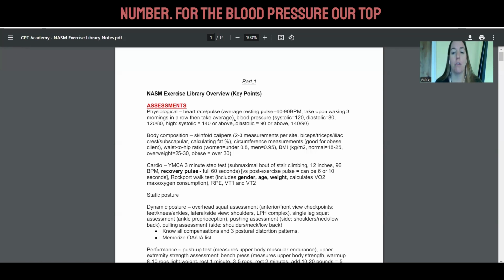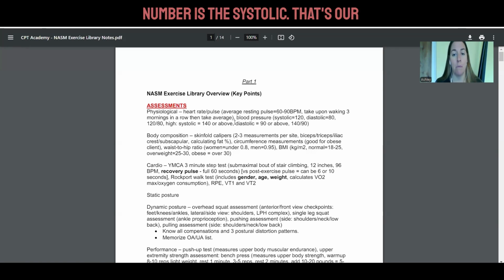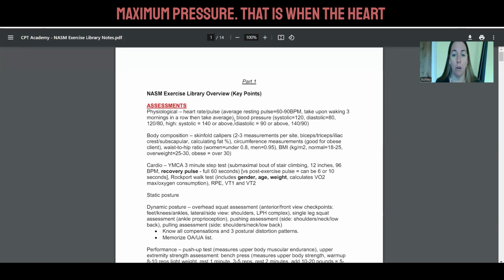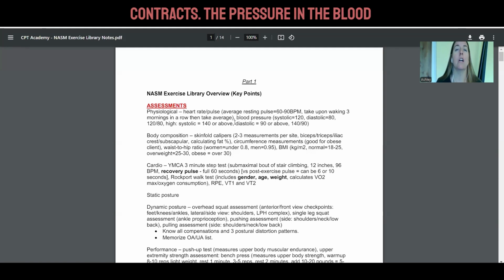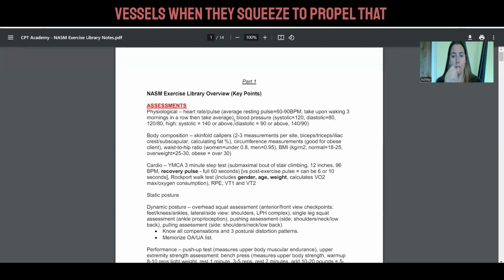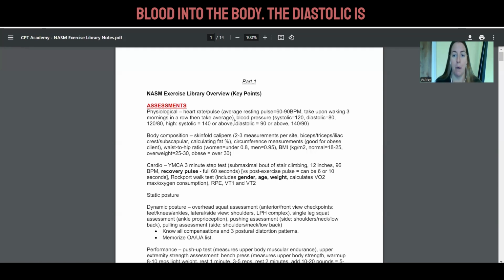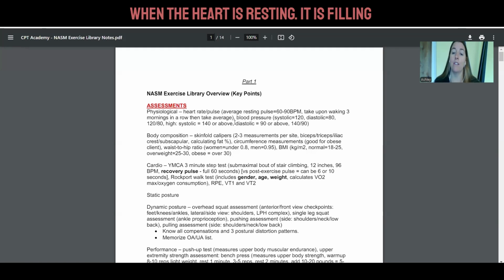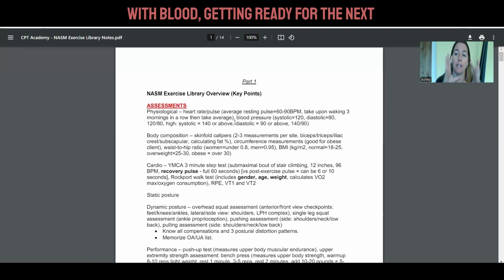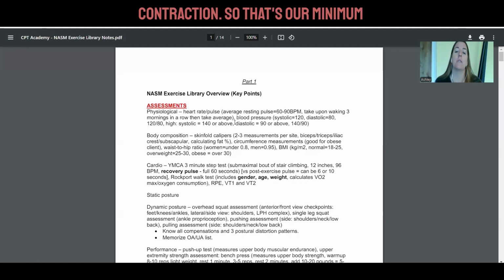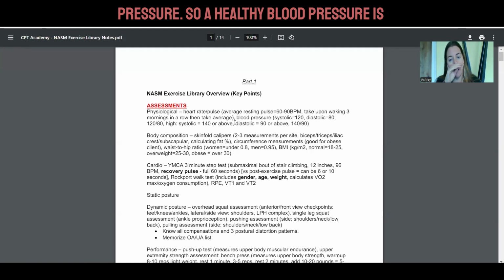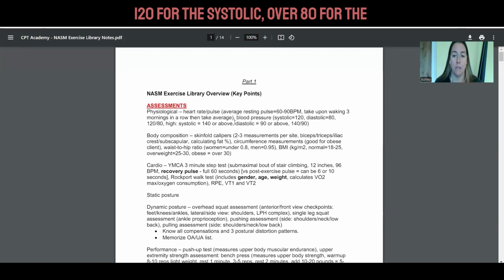For the blood pressure, our top number is the systolic. That's our maximum pressure. That is when the heart contracts. The pressure in the blood vessels when they squeeze to propel that blood into the body. The diastolic is when the heart is resting. It is filling with blood, getting ready for the next contraction. So that's our minimum pressure. So a healthy blood pressure is 120 for the systolic, over 80 for the diastolic.